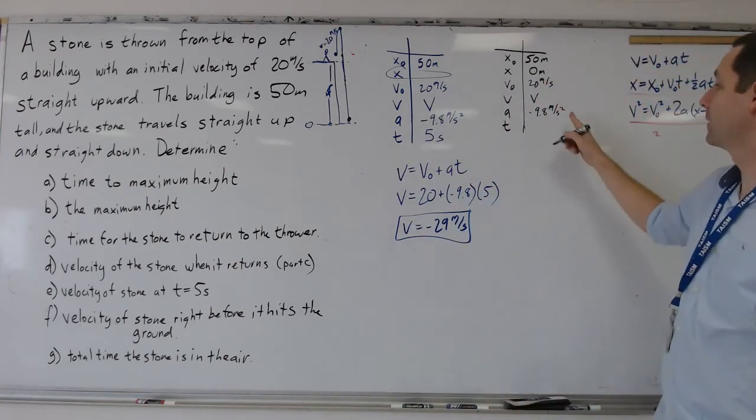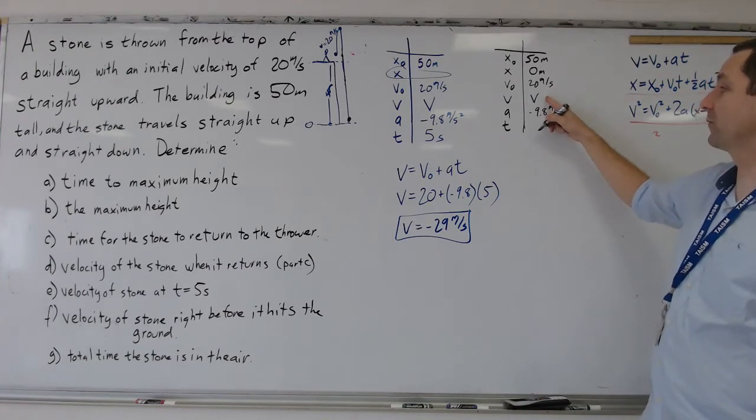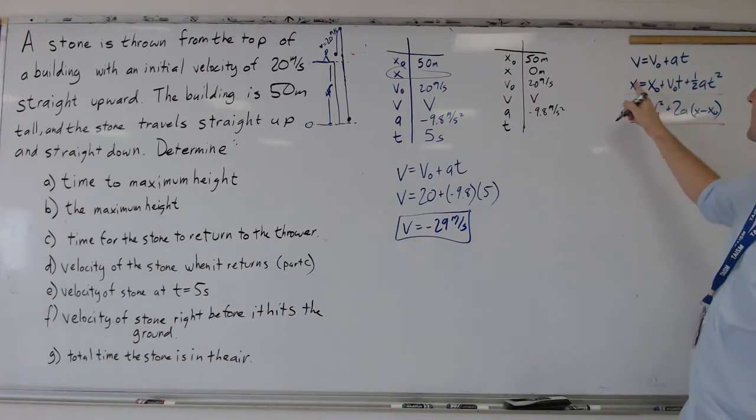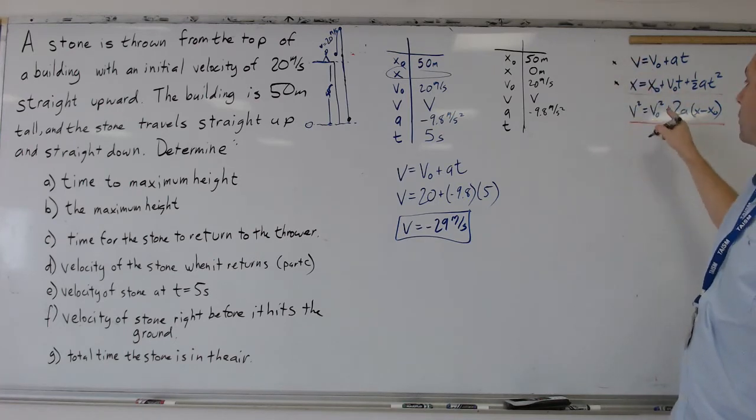So letter F, we can go ahead and solve. This time we're solving for v. We don't have t, so we're going to try to avoid something that has t. That's both of those, so nope, nope. We're going to go with this one.